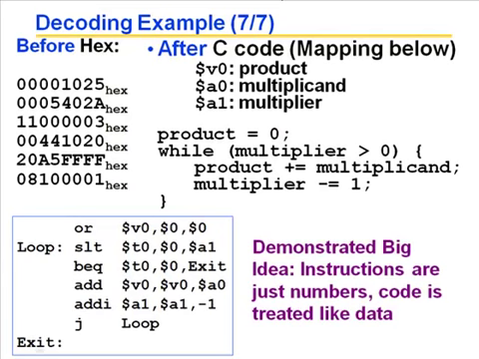Translate to C code. And this seems to be something like product equals 0, while multiplier greater than 0, product plus equals multiplicand, and multiplier minus equals 1. So just by looking at all those 1s and 0s, you can take this all the way back up to this. You have to be a little bit creative to figure that out.